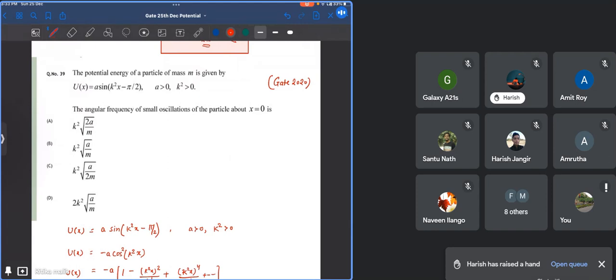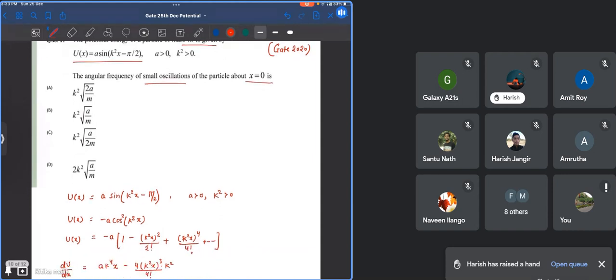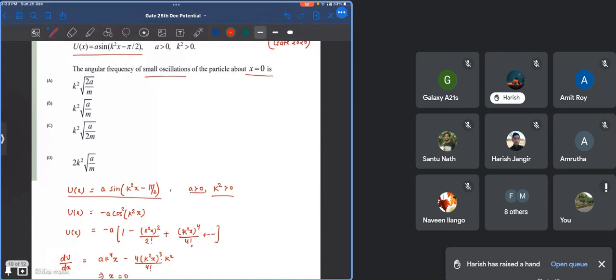The potential energy of a particle of mass m is given. This time this is a sinusoidal kind of form. What is the angular frequency of a small oscillation of the particle about x equals 0? So U(x) is given as this form with a greater than 0 and k square greater than 0. I think you all know that whenever you have sine of something like pi by 2 minus x, you can always write it as cos of x. This is the quadrature change. So here the minus pi by 2 is on this side.